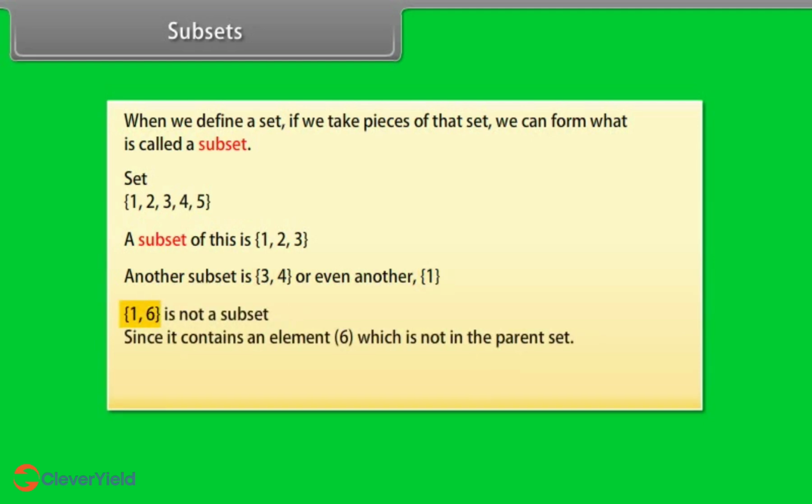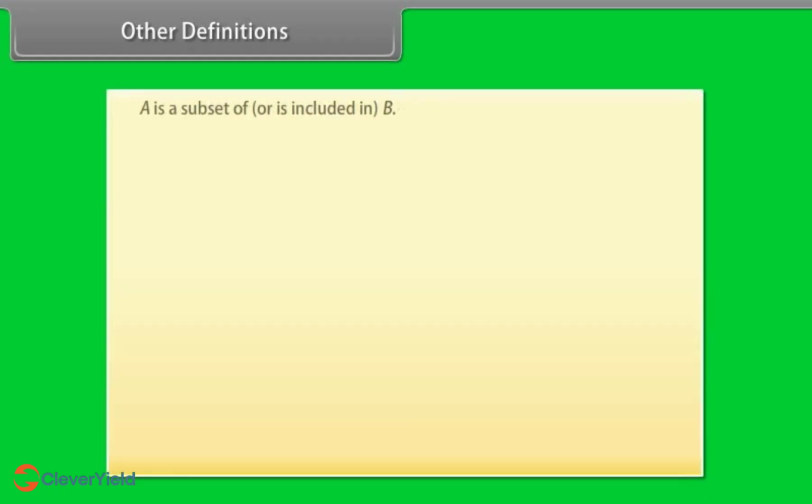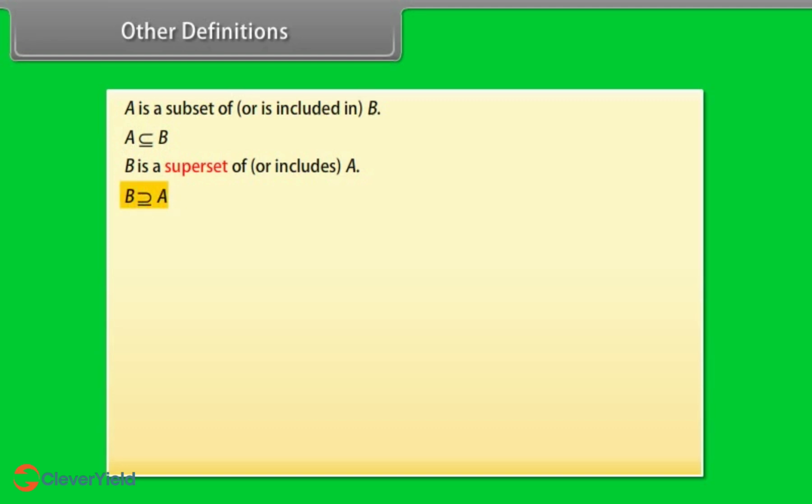However, {1, 6} is not a subset since it contains an element 6 which is not in the parent set. In general, A is a subset of B if and only if every element of A is in B. Other definitions. A is a subset of or is included in B, denoted by this symbol. B is a superset of or includes A, denoted by this symbol.